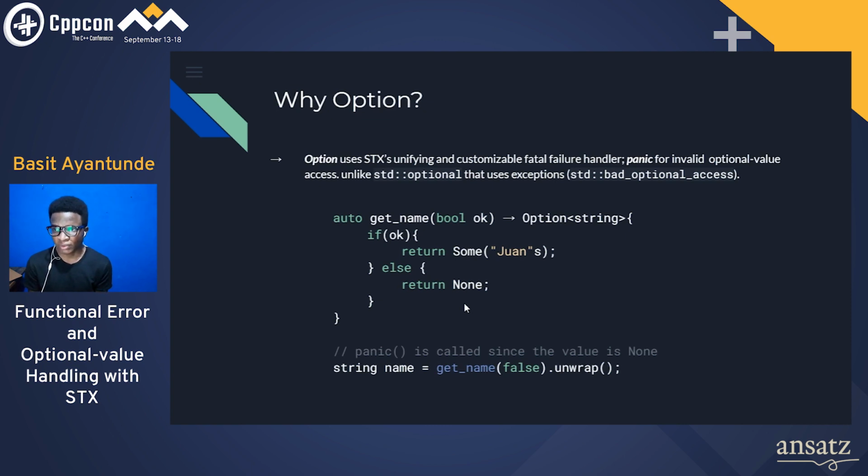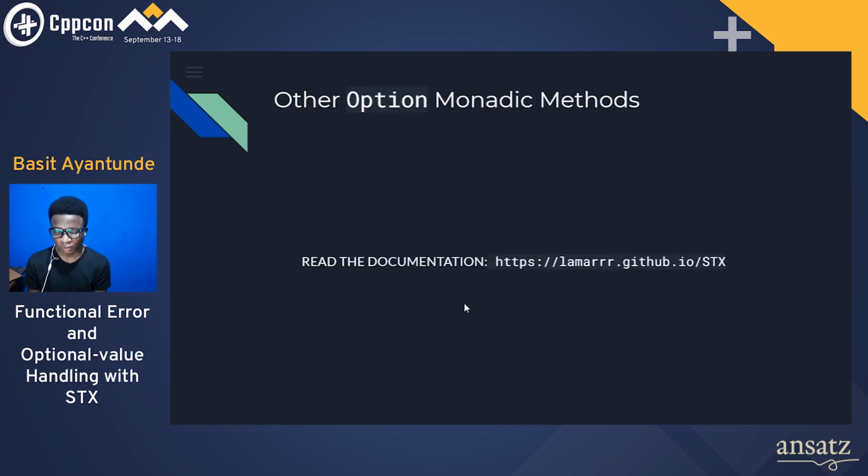Another reason why you might consider option is that unlike std::optional, it doesn't throw exceptions in case of a request for a value and there is no value present, but it calls the customizable global fatal failure handler, which is the panic. Option has tons of other monadic methods that can abstract away the optional value handling logic. You can explore for yourself in the project URL below.